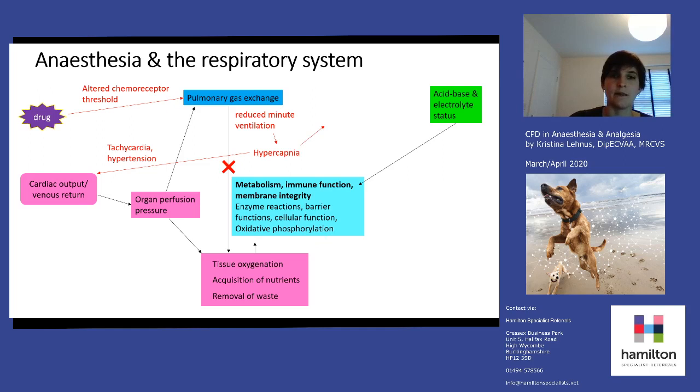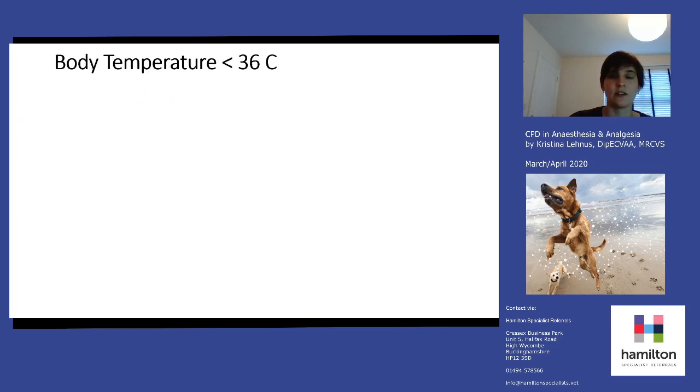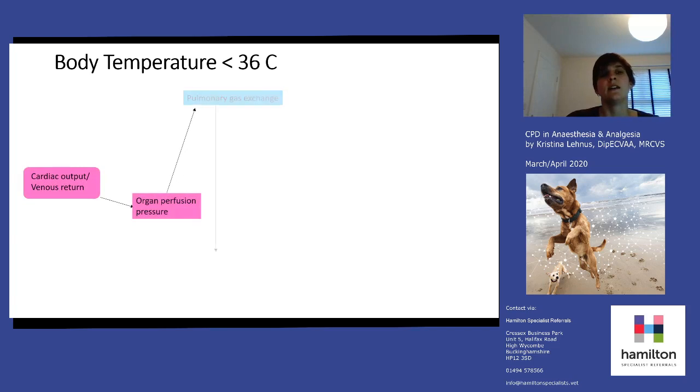The hypercapnia will then also act as a respiratory acid and therefore cause acidosis and acidemia in the blood, and that affects the cells. And then if you've got severe hypoventilation, you get hypoxemia, which of course affects oxidative phosphorylation and then has an effect on pH. If your body temperature is below 36 degrees centigrade, you again affect various organ systems.